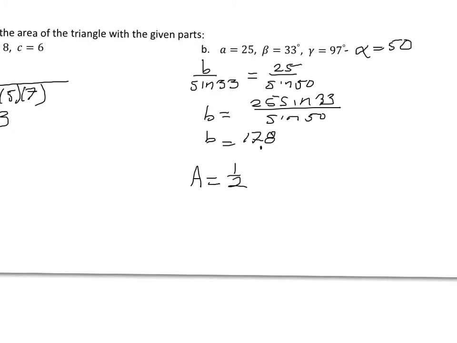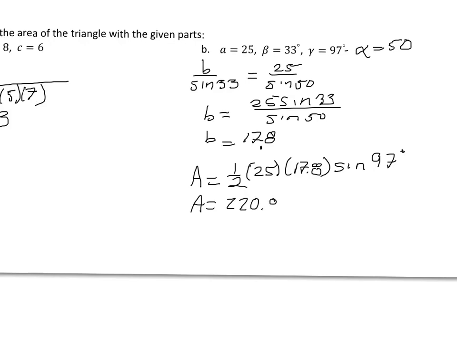All right, so our area then is 1/2. So now which formula are we going to use here? The third one. Okay, so that's 1/2 A times B, and A is 25, B is 17.8, times the sine of gamma, which is 97. Plug and chug.